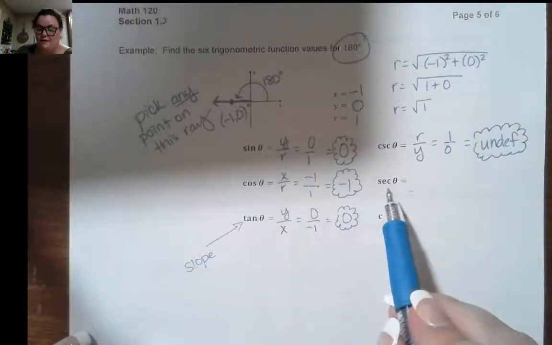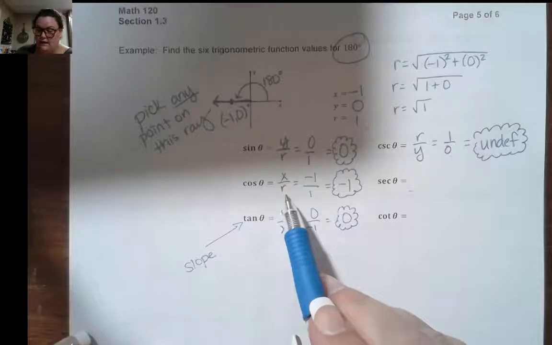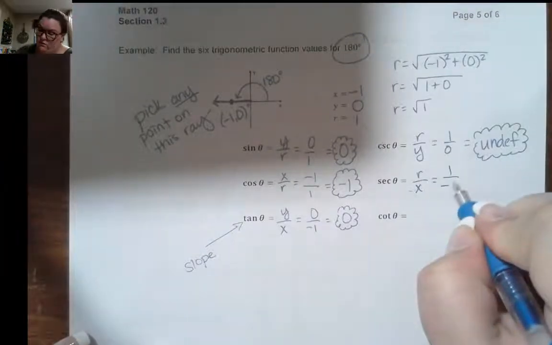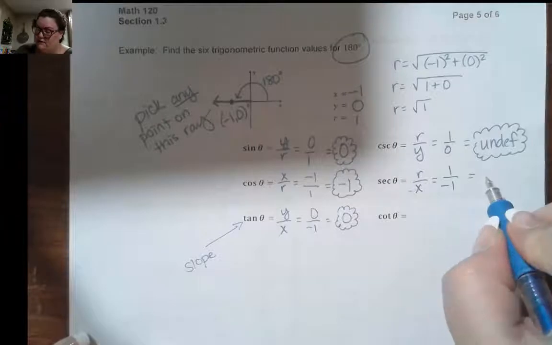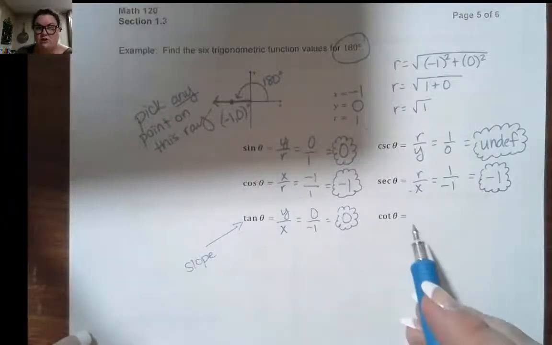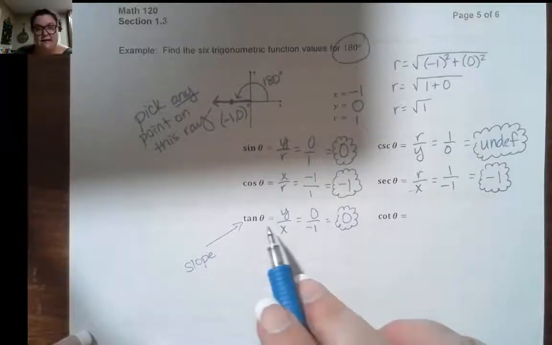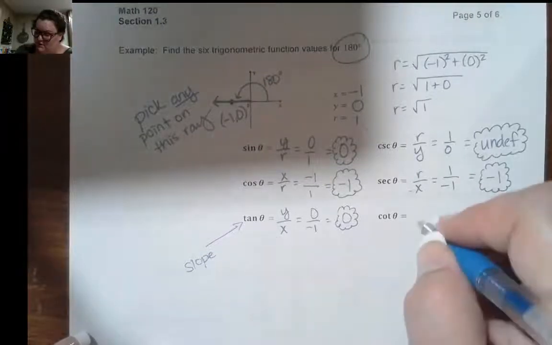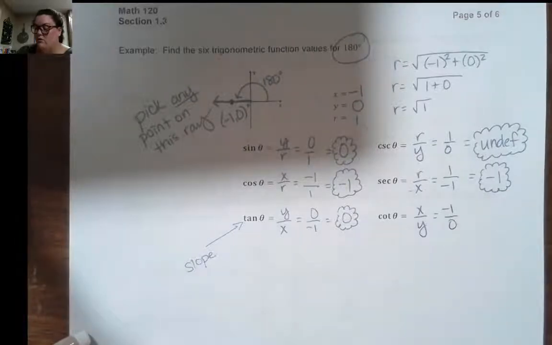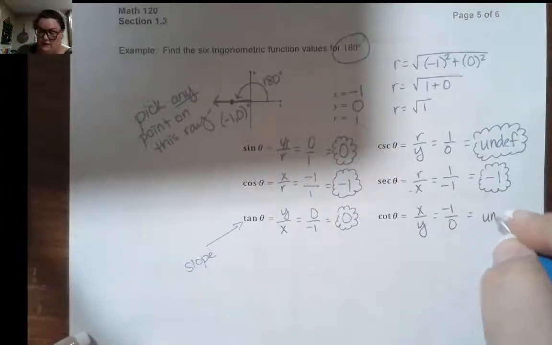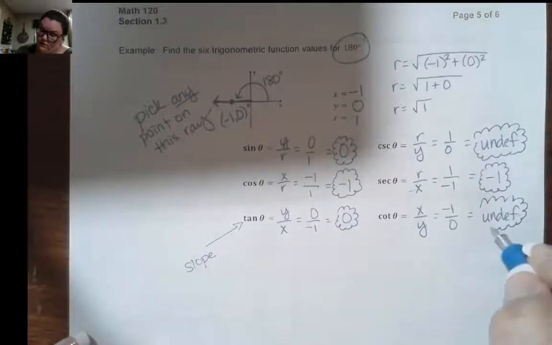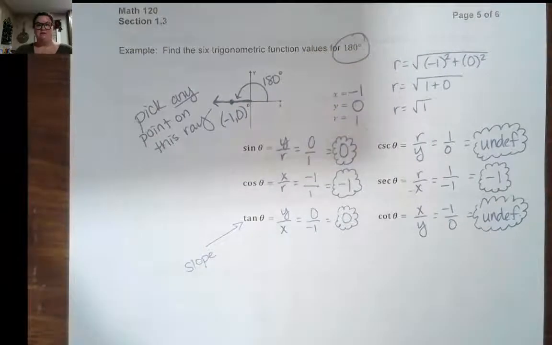Secant theta is the reciprocal of cosine. So r over x, which is 1 over -1, which still gives me -1. Cotangent is the reciprocal of tangent, so that's x over y. So -1 over 0, which again gives me an undefined value, because 0 underneath means undefined.